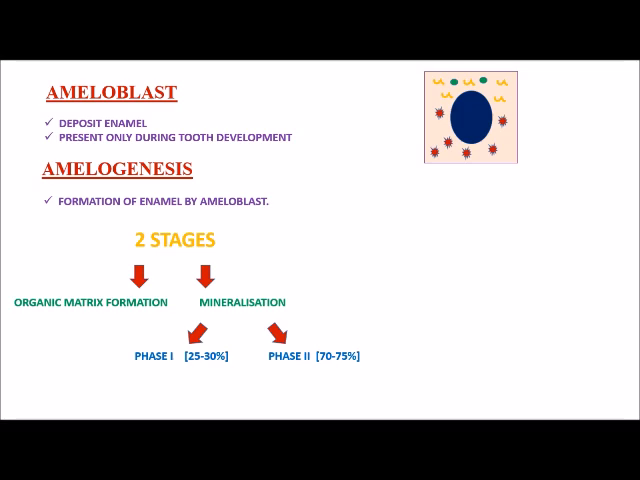Enamel, dentine, cementum and bone all have an inorganic part and an organic part. So for enamel, 96% is inorganic and 4% is organic.